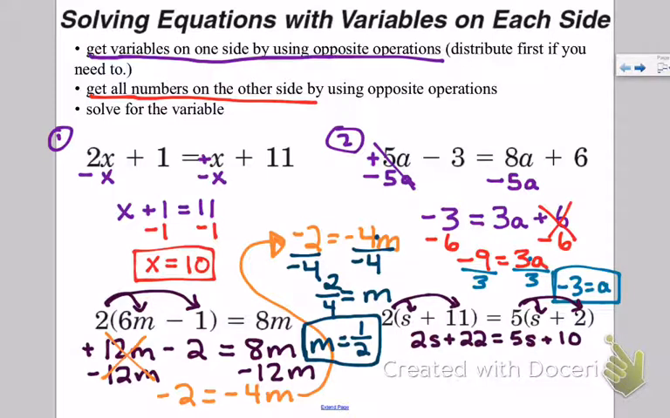Now I need to get my variables on one side. So because 5 is bigger than 2, I'm going to move my 2 over. Because that was a positive 2s, I subtract 2s from both sides. Those will cancel. I'm left with 22 equals 5 minus 2 is 3s plus 10.